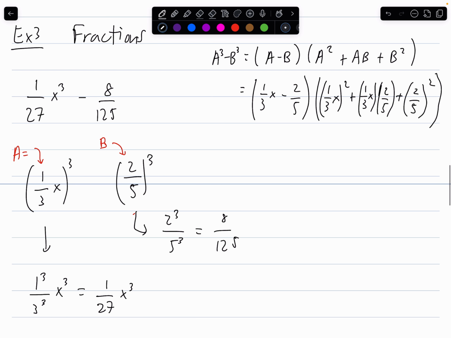So now if we just clean this up a little, 1 over 3x minus 2 over 5, and then it will be 1 over 9x squared plus 2 over 15x plus 4 over 25. And that would be your answer.